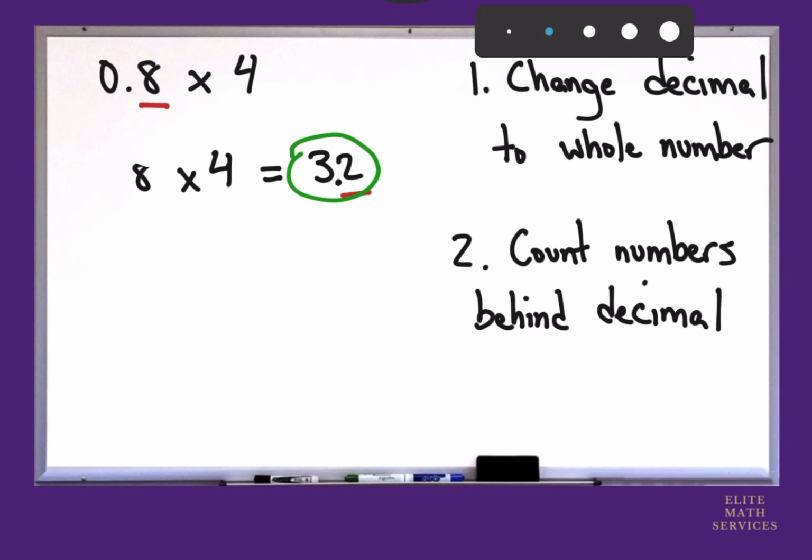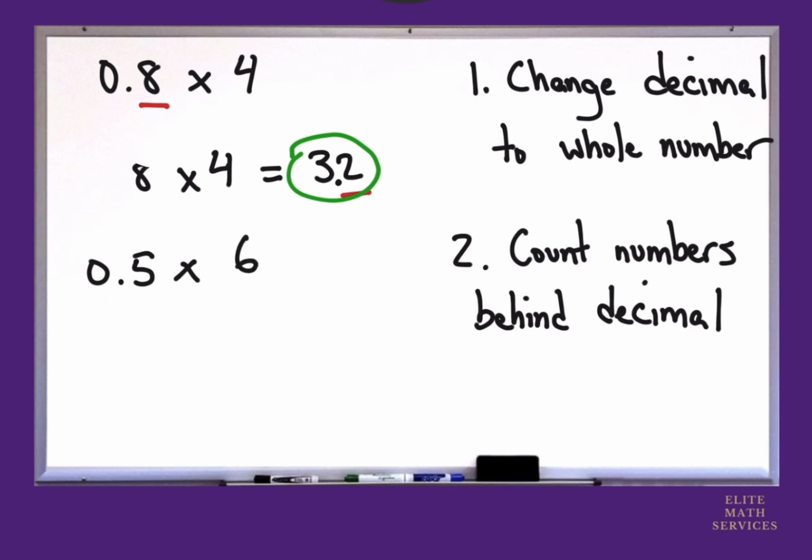We're going to give another example to reinforce everything we just learned. So 0.5 times 6. Now remember our first rule, we're going to change the decimal to a whole number. So we're just going to remove the decimal. 0.5 becomes 5. We go ahead and multiply that times 6, which gives us 30.